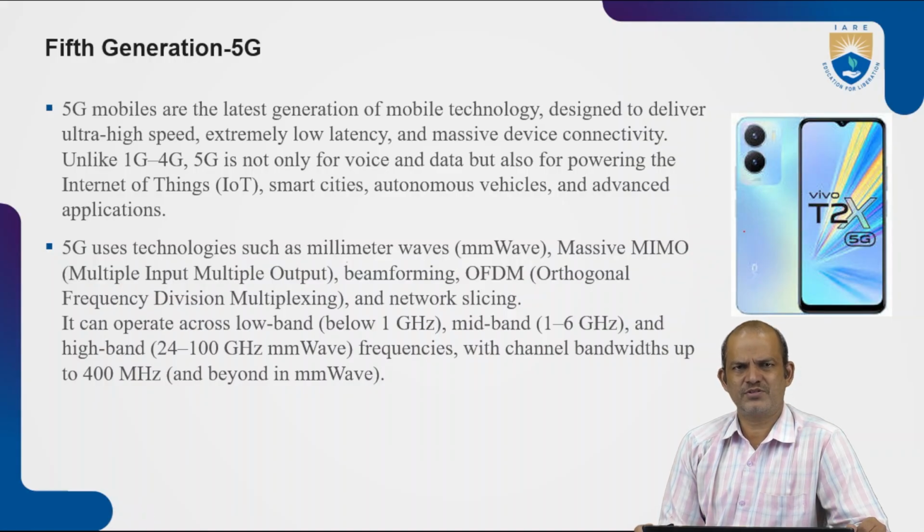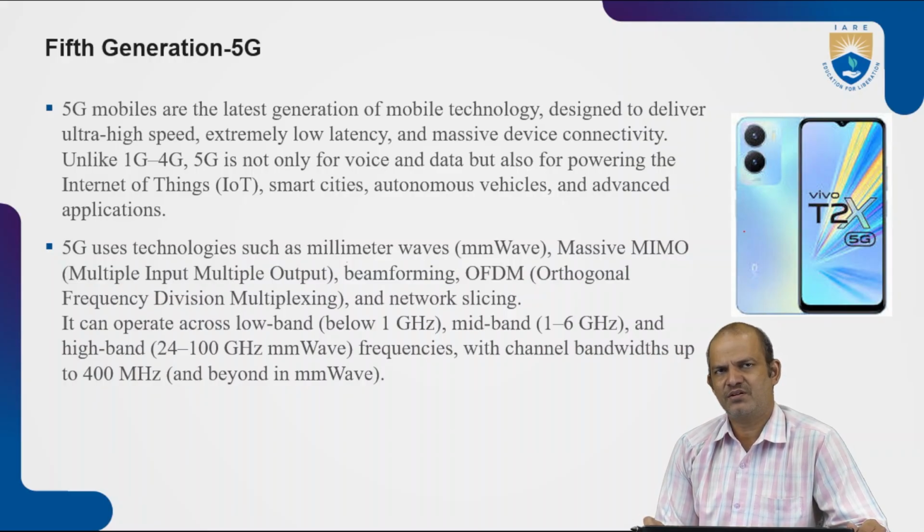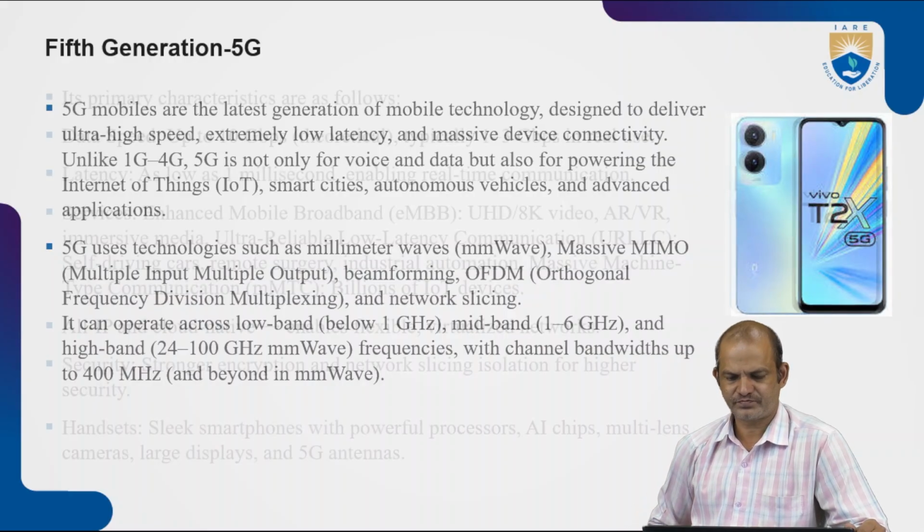It can operate across low band below 1 gigahertz, mid band 1 to 6 gigahertz, and high band ranging from 24 to 100 gigahertz, with channel bandwidths up to 400 megahertz and beyond in millimeter wave. In India, 5G is launching slowly. Mobile companies are increasing the 5G signals and installing towers, and 5G mobile phones are now being sold as products increase.